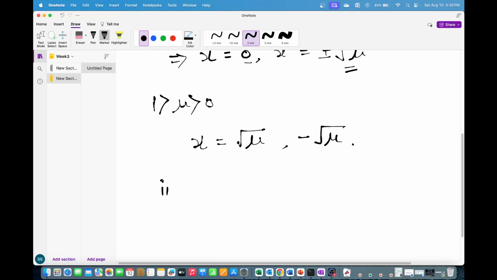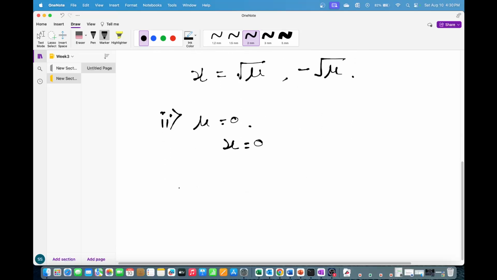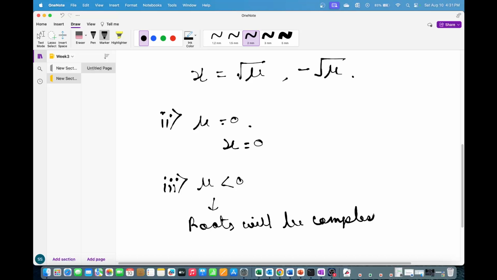Now if mu is equal to 0, then x is equal to 0 from x equal to plus or minus root over mu. It's straightforward. Now the third scenario is when mu is less than 0. Here the roots will be complex, which is basically not real.